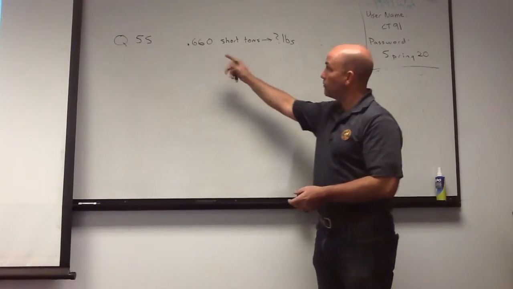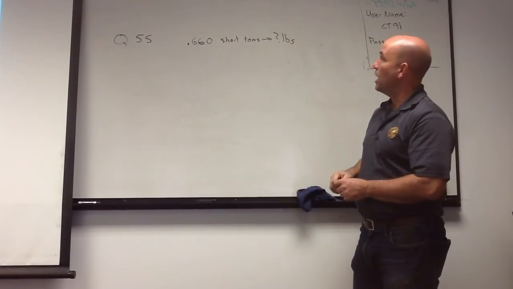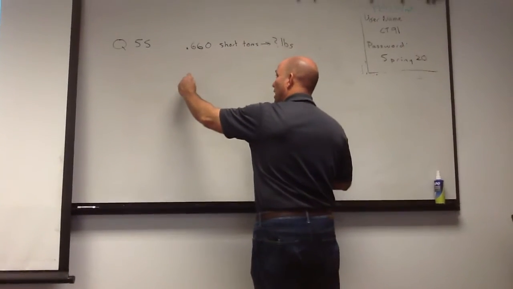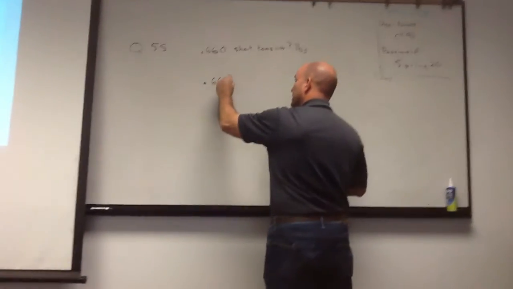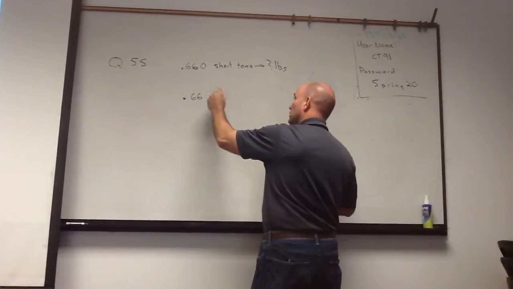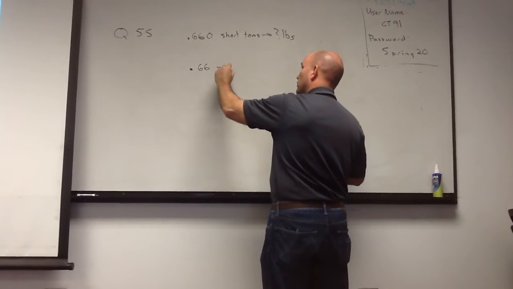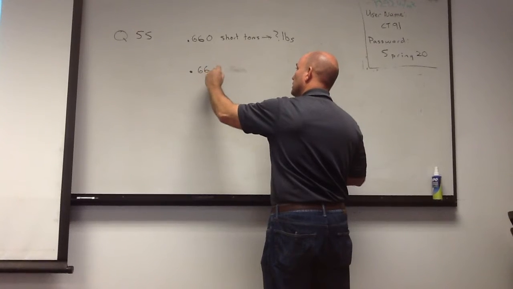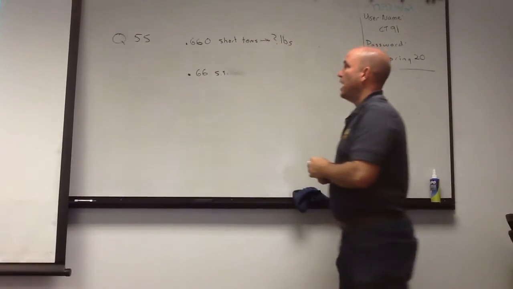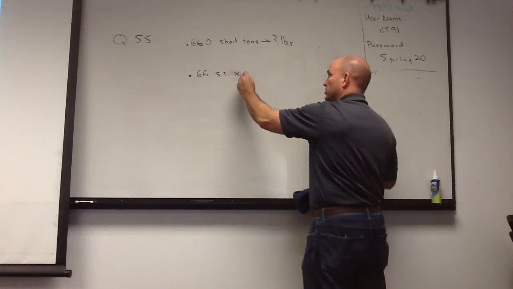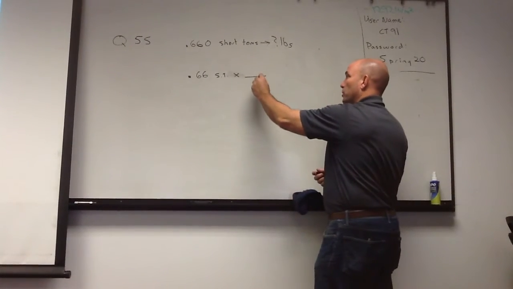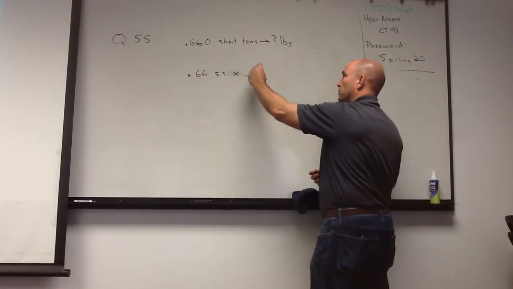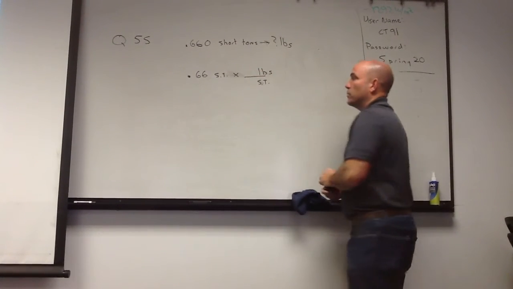So in this case, we have 0.66 short tons and converting it to pounds. Now in this case, I'm going to put 0.66 short tons. And I want to go to pounds, and so what have we been doing the whole time? We put short tons on the bottom and we put pounds on the top, right?